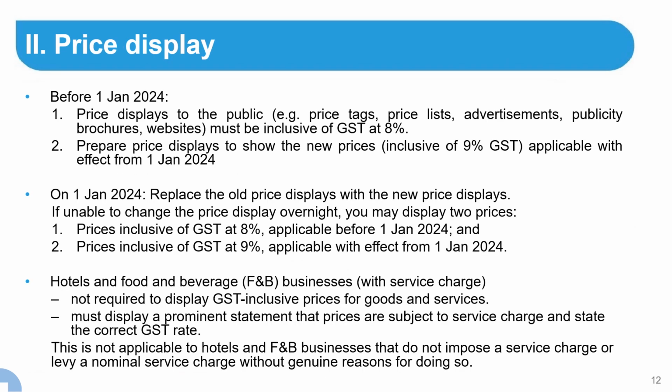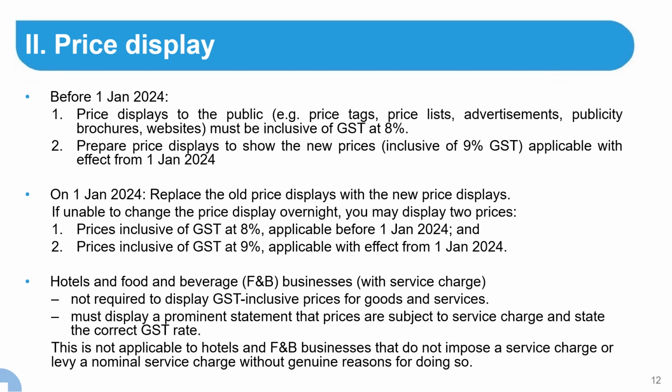The second item on the checklist relates to your price display. Price displays to the public must be inclusive of GST. Prior to the GST rate change date, you should prepare your price displays to show the new prices inclusive of 9% GST with effect from 1st January 2024. Price displays include changes to price tags, price lists, advertisements, brochures, websites, and any other places where your prices of services or goods are displayed.